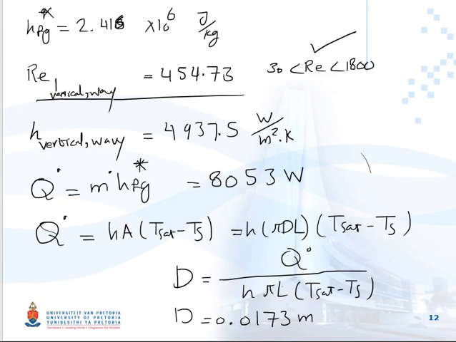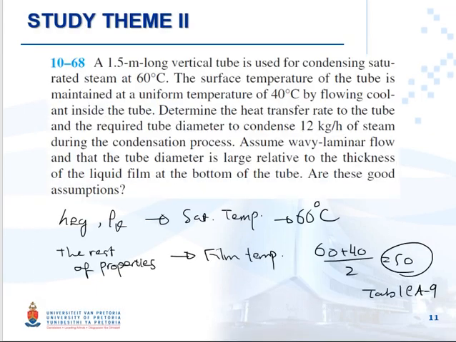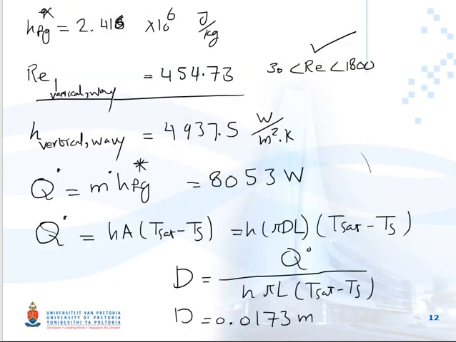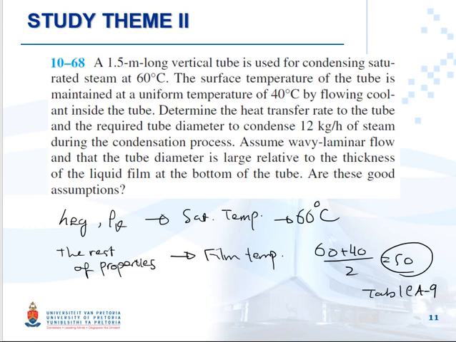To verify the assumption, because if you remember, it asked for another assumption. First it said to assume wavy laminar flow, and we solved it and it's correct. It's also asking us to assume that the tube diameter is large relative to the thickness of the liquid film. So now we have the diameter, but we need to find the thickness of the liquid film, or delta, to compare these two together.